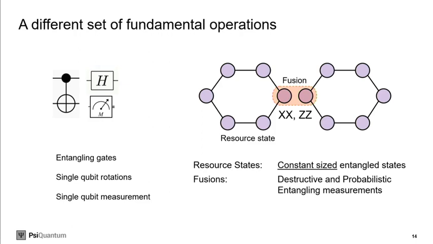In photonics, unfortunately, we don't have a non-destructive entangling gate. So instead, our primitives look something like the picture that you see on the right here. You have resource states, which are small, constant-sized entangled states, of which the size is independent of the size of the computation. And every circle that you see here, oh man.